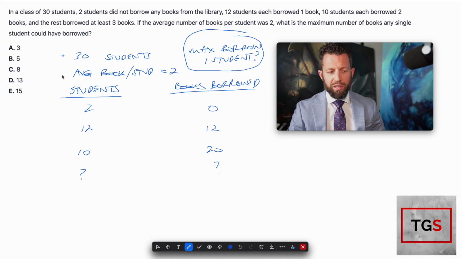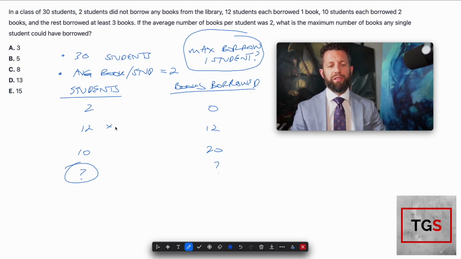So here, we're still missing the number of students who borrowed more than 3 books. So let's start with that. Because if I can figure that out, then I can figure out how many books that group of people borrowed. And if I can figure that out, then I can maximize the number of books that one of them borrowed. So let's start with that.